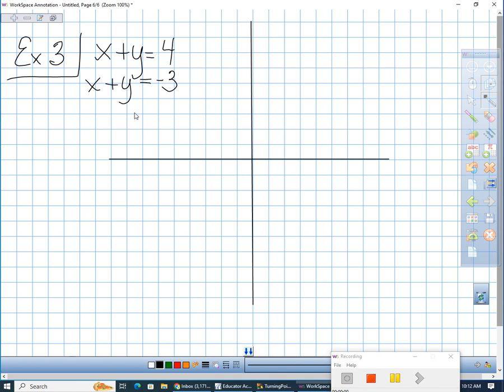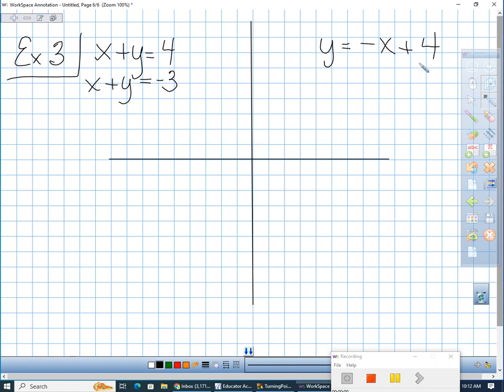Get y by itself. All right. You can do it your way, too. Both work just fine. For this one, if we get y by itself, we're going to subtract x to the other side. So I have y equals negative x plus 4. If we do it by intercepts, it's going to cross the x and y axis at where?